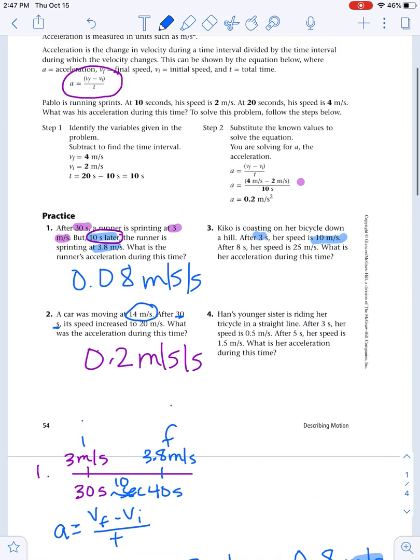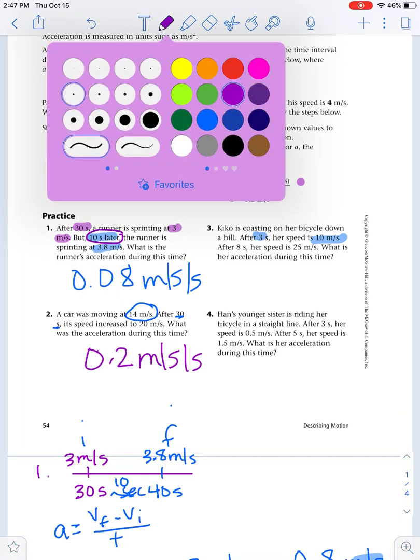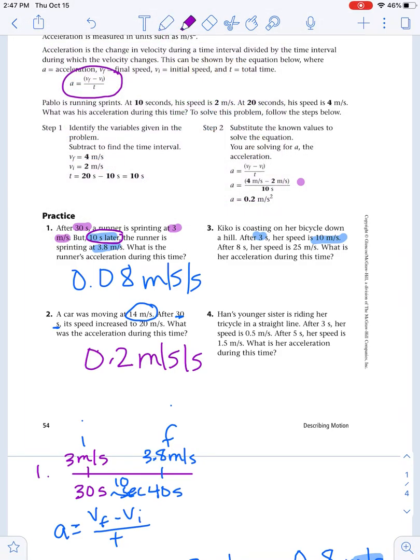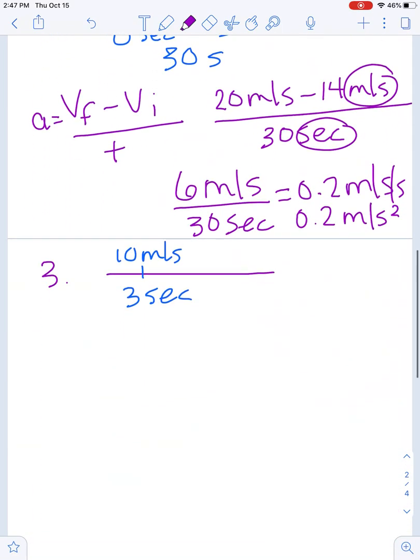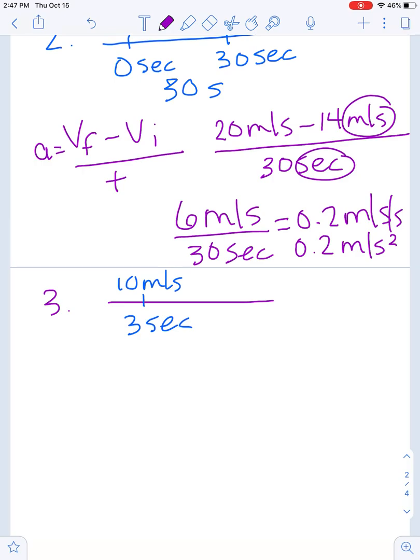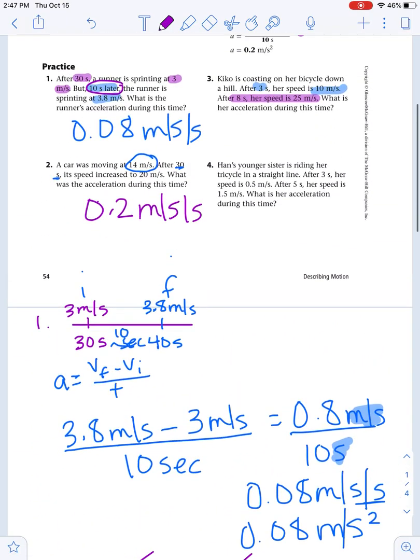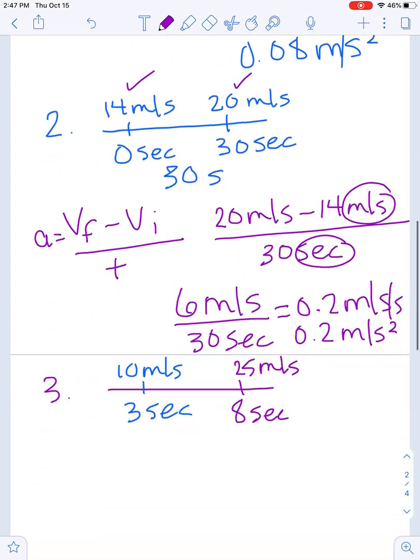Now let's look at the last part. After 8 seconds, her speed is 25 meters per second. Let's change that color. And 8 seconds, 25 meters per second. So let's put that in. 25 meters per second, 8 seconds. Go back right now and double check so that you understand where I got those numbers.